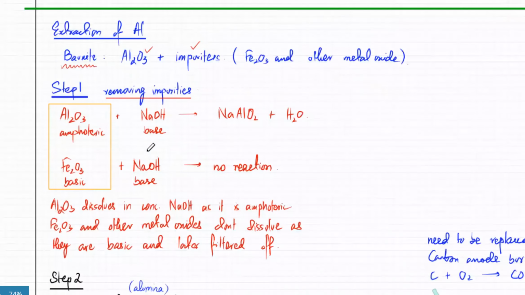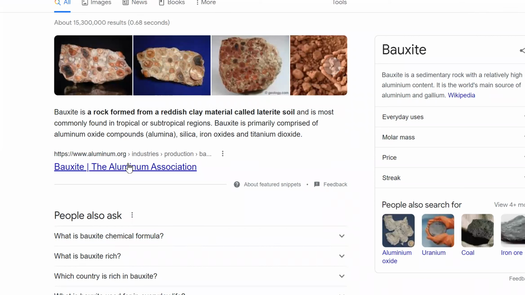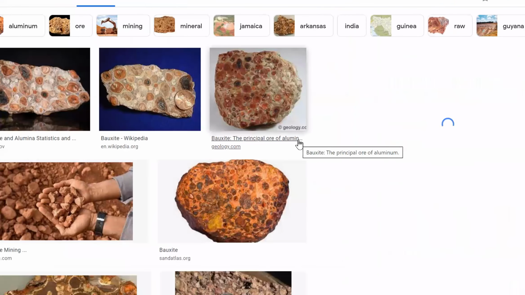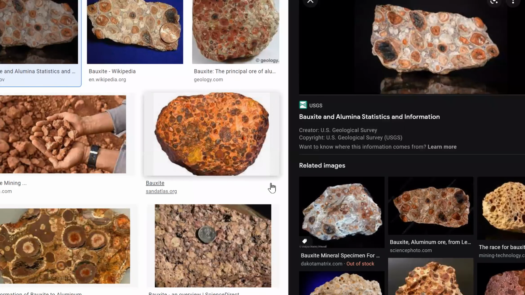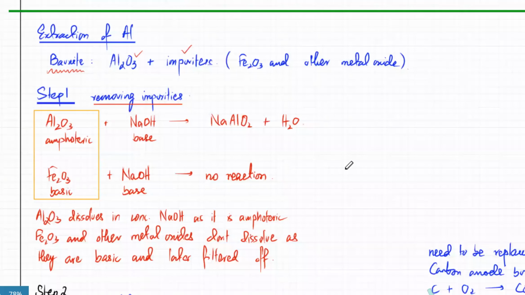So remember, I'm just going to go over the details once more. You need bauxite, which is the ore. Bauxite kind of looks like this. So that's the ore of aluminium. It's a mixture of aluminum oxide and iron oxide. The reason it's red is because it's got iron oxide. That's like rust, which is reddish in color. You don't want iron oxide in it. You want aluminum oxide, you want to keep that.